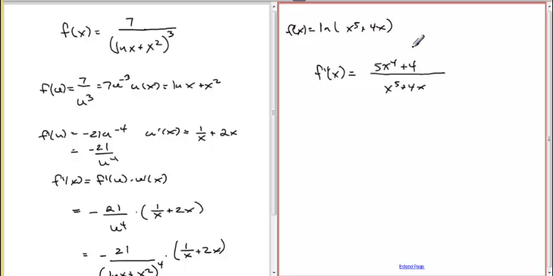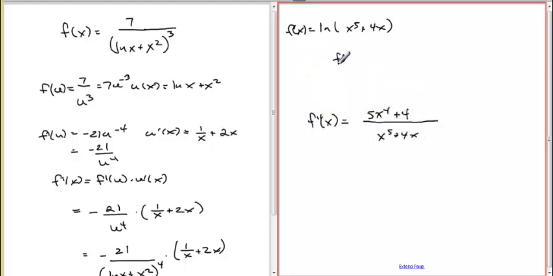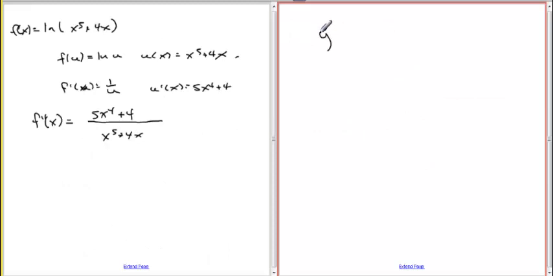So that's it. I mean, the longer way would have been saying f of u is the natural log of u, and u of x equals x to the 5th plus 4x. And then I do f prime of u. f prime of u would be 1 over u. u prime of x would be equal to 5x to the 4th plus 4. And then you multiply these two together, substituting in u, and you get the same result. Okay. The second case is where the natural log is not just a single term, but is some more complicated situation.